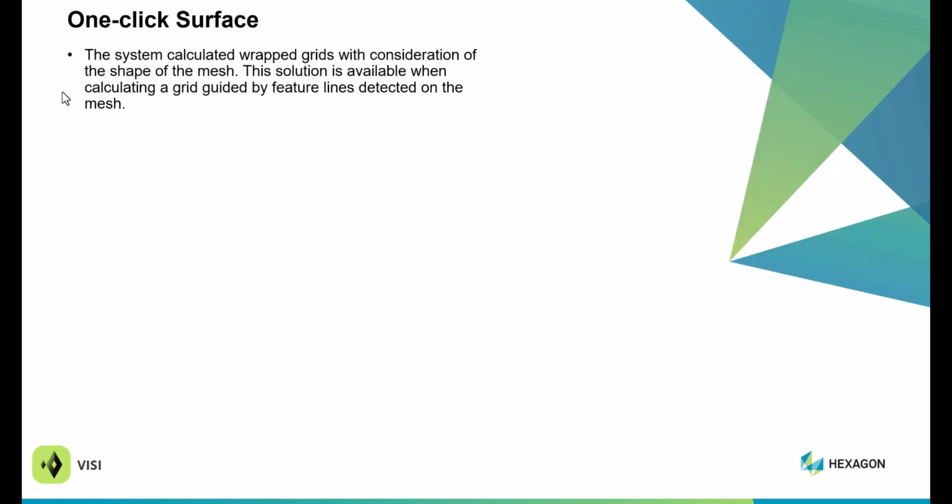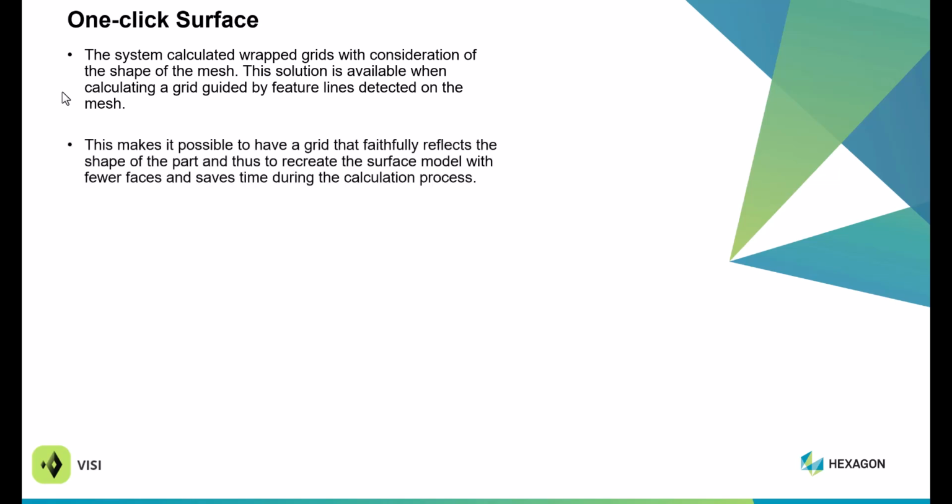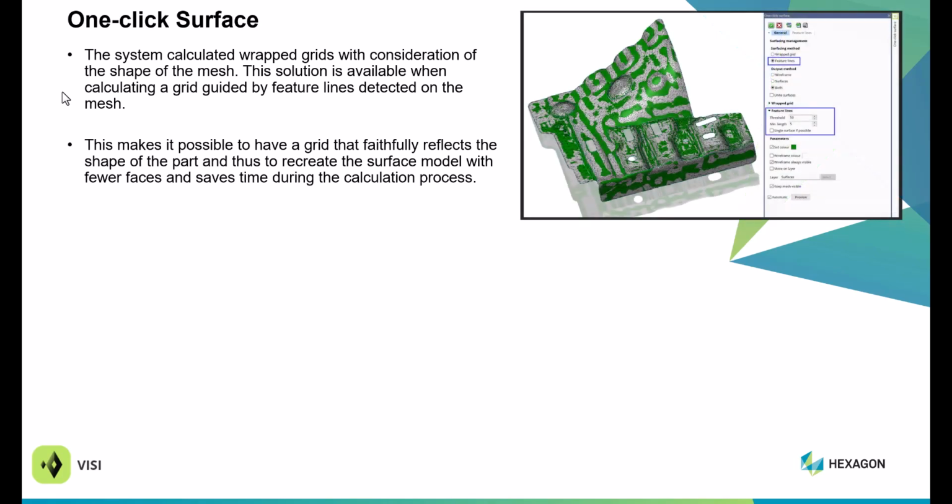Within One-Click Surface, the system calculates a wrapped grid with consideration of the shape of the mesh. This solution is available for calculating the grid guided by a feature line detected on the mesh. This makes it possible to have a grid that faithfully reflects the shape of the part, and thus recreates the surface model with fewer faces and saves time during the calculation process.